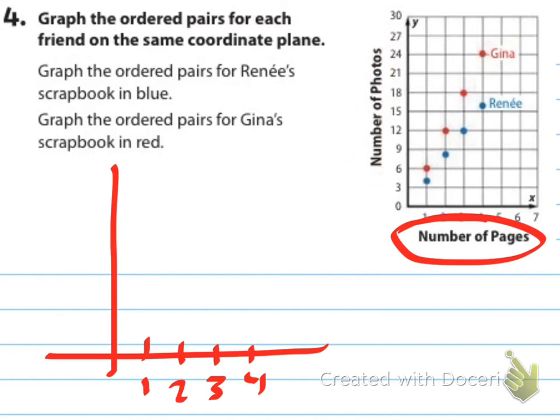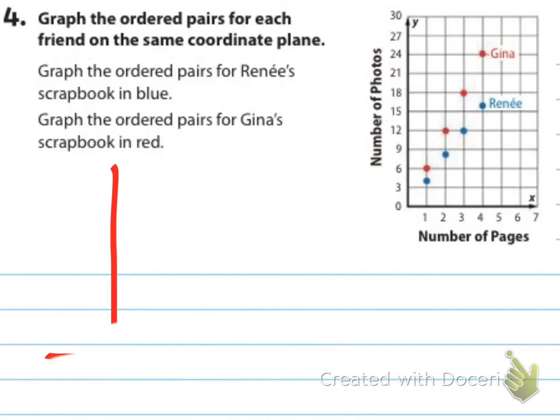And if you have your textbook, you have it right there that you could even cut it out and put it on here if you'd like to. Completely up to you. So you graph the ordered pairs for each friend on the same coordinate plane. And what you see here, because we're really going to have to look at this and see what the patterns are, is that for every one page we get 6 photos, and that continues on for Gina, and then every page gets 4 photos, and that continues on for Renee.